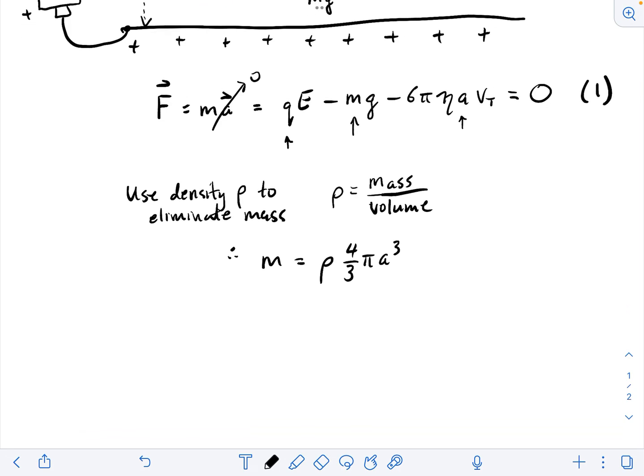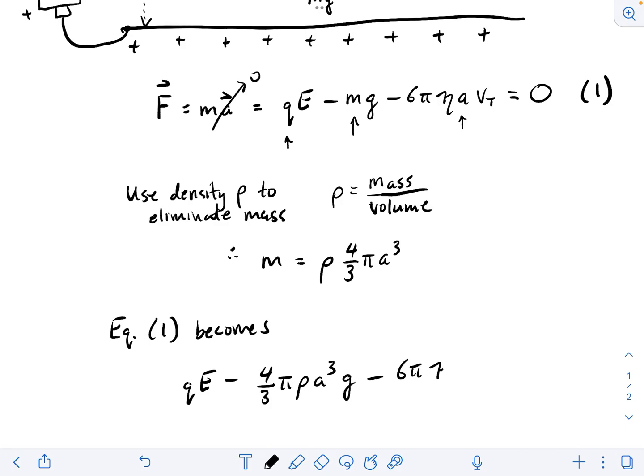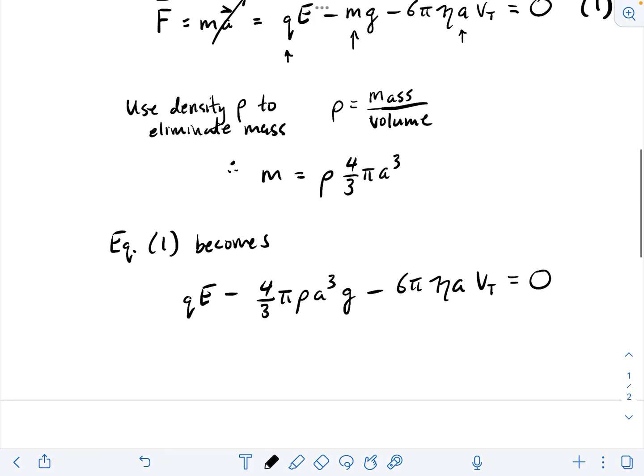Then equation 1 becomes QE minus m, and instead of m, I'll write 4/3 pi rho a cubed times g, minus 6 pi eta a times the terminal velocity, is equal to 0. And this is nice because we control the oil we use, so we know the density. Now, instead of having the 3 unknowns, q, m, and the radius a, we have only the 2 unknowns, which are the charge q and the radius a.